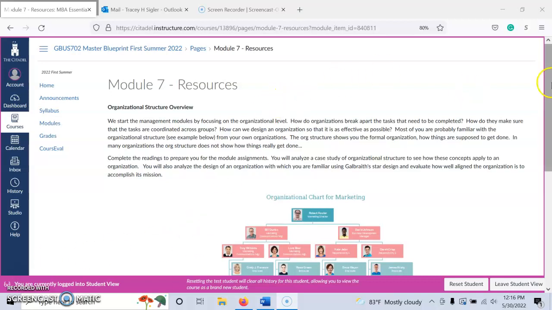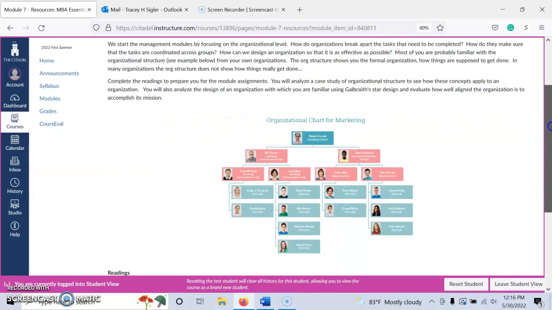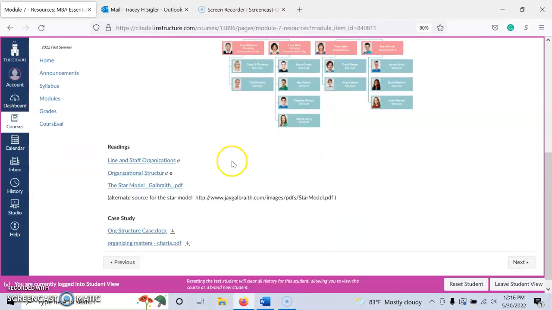We're going to start out this week looking at organizational structure. I did have somebody contact me and let me know that one of the links wasn't working, so I put in a new link for background on organizational structure. There's an article about the STAR model and an option there. I have attached a case. Well, this is two documents for the case study.